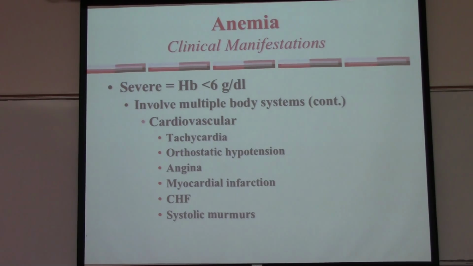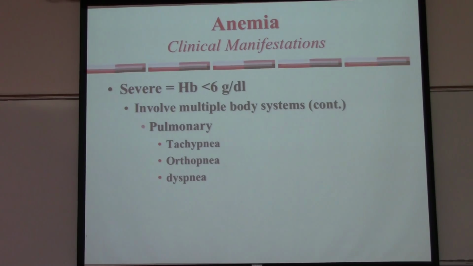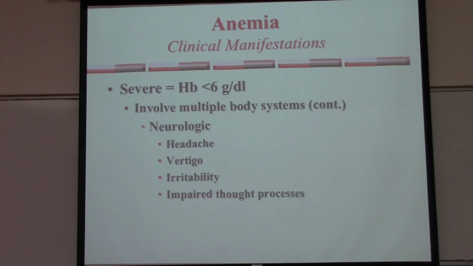Systolic murmurs. That's directly due to the blood viscosity. Blood that's less viscous is going to make more swooshing noise. In the lung system, tachypnea, orthopnea, and dyspnea. Neural, these all have to do with just not getting enough up there, right? Make sense? And we're talking about not getting enough up there because you don't have enough hemoglobin.